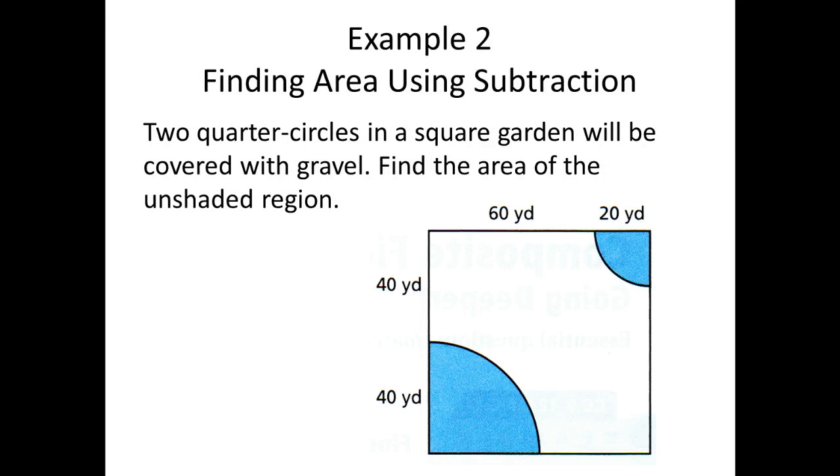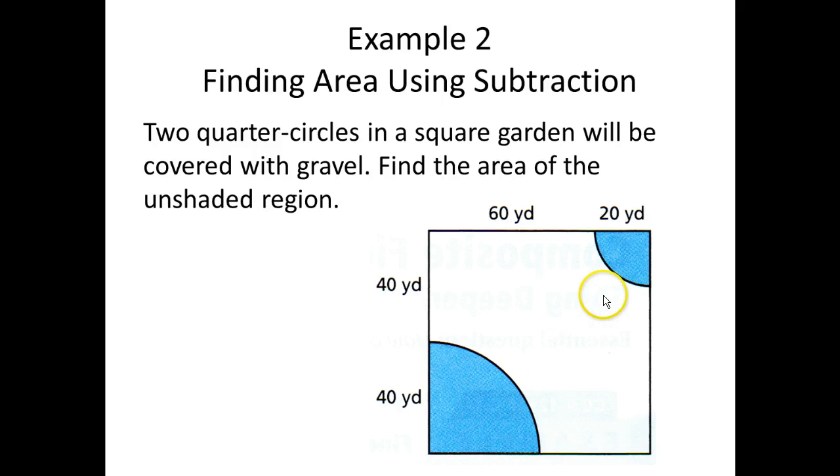Okay, another example. This time we're going to use subtraction. Before we used addition to find the area of the parking lot by adding up the rectangles. This time we're going to use subtraction, and you'll see why. Okay, so this is a garden here. This figure here represents a garden.